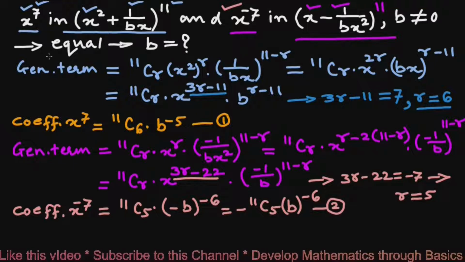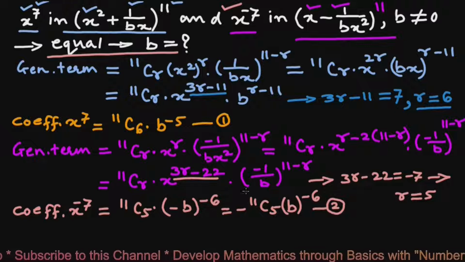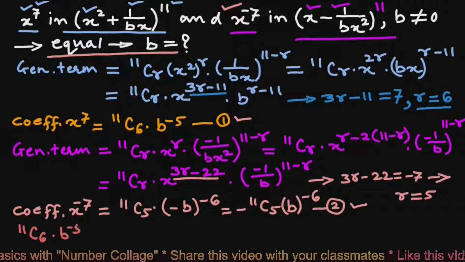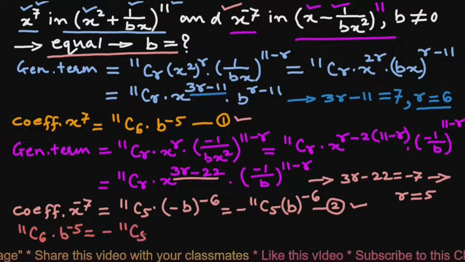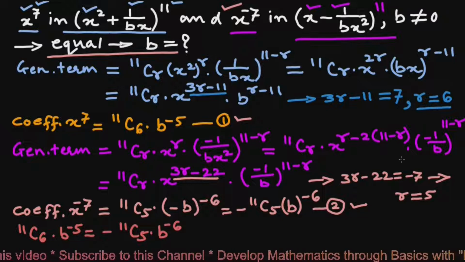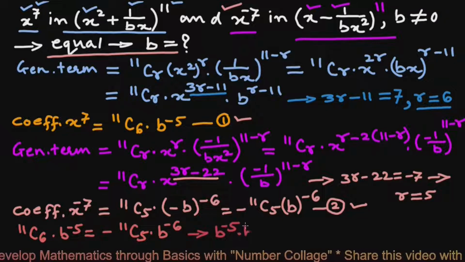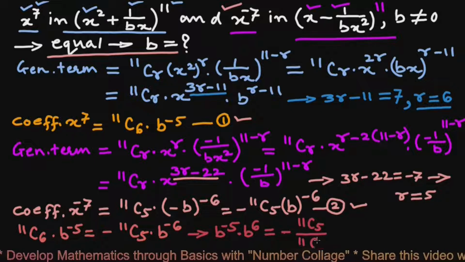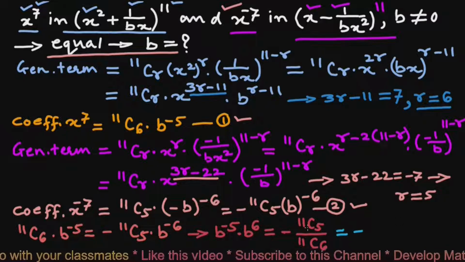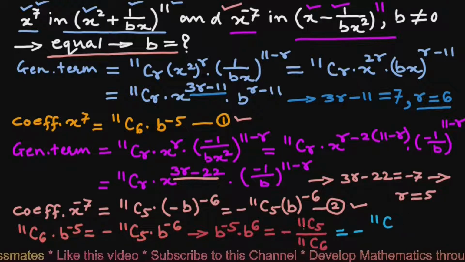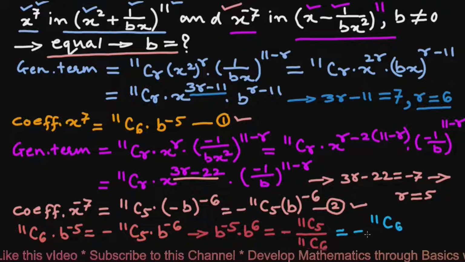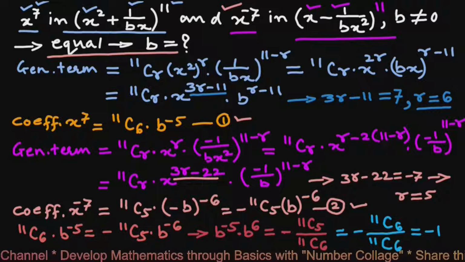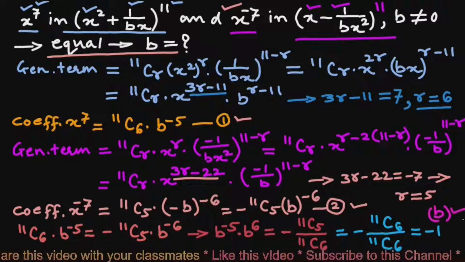Now since these coefficients are given to be equal, we write from 1 and 2: 11C6 into b^-5 equals -11C5 into b^-6, which we write as b^-5 into b^6 equals -11C5 upon 11C6. That will be -11C5, which is 11C(11-5), that is 11C6, upon this 11C6, which will be -1. So the correct option here is B, -1.